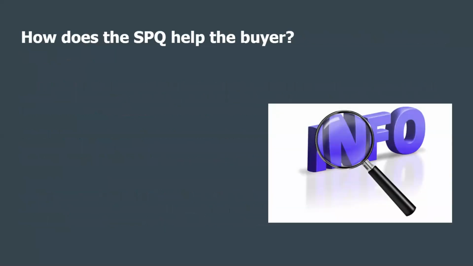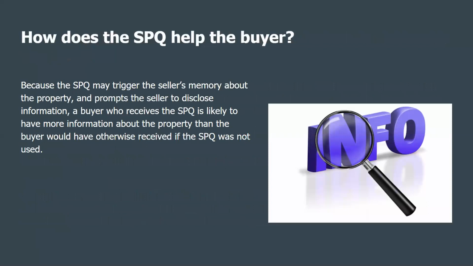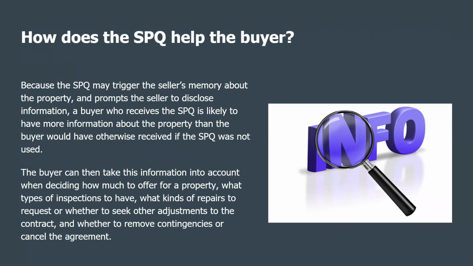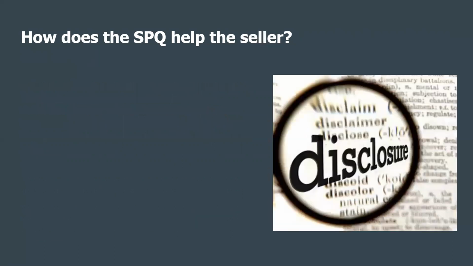How does the SPQ help the buyer? Because the SPQ may trigger the seller's memory about the property and prompts the seller to disclose information, a buyer who receives the SPQ is likely to have more information about the property than the buyer would have otherwise received if the SPQ was not used. The buyer can then take this information into account when deciding how much to offer for a property, what types of inspections to have, what kinds of repairs to request, or whether to seek other adjustments to the contract, and whether to remove contingencies or cancel the agreement.